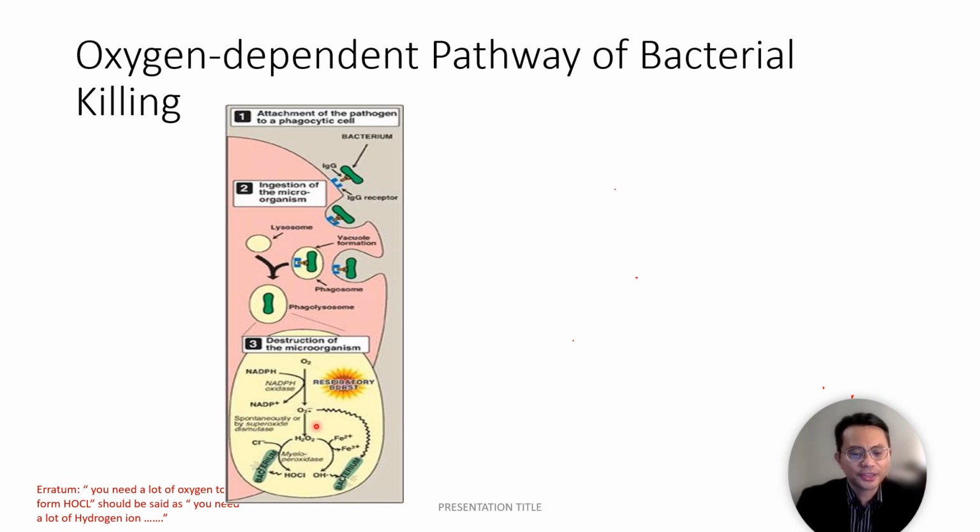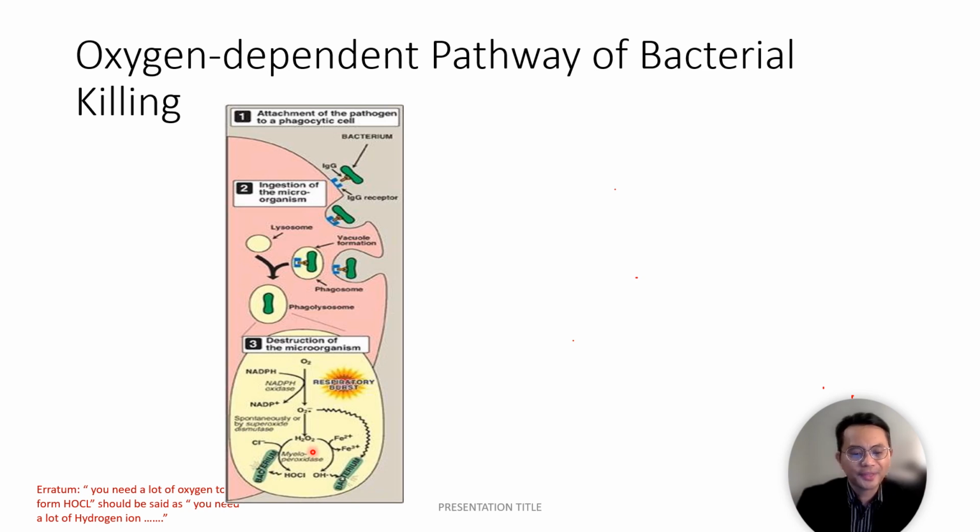Anyway, after the production of superoxide, the superoxide will now be converted into hydrogen peroxide spontaneously or through the action of an enzyme. We call it the superoxide dismutase. So this is dismutated into peroxide.